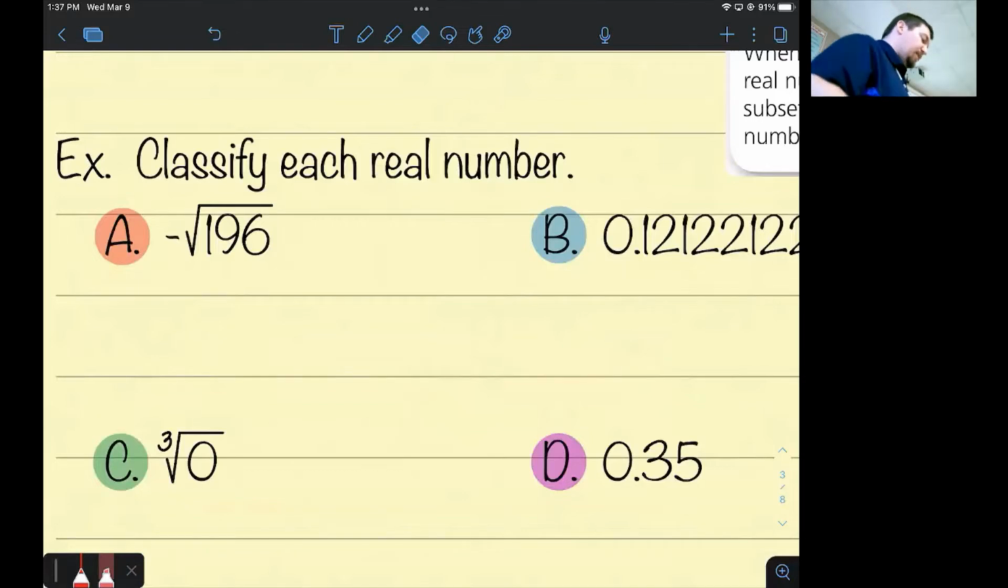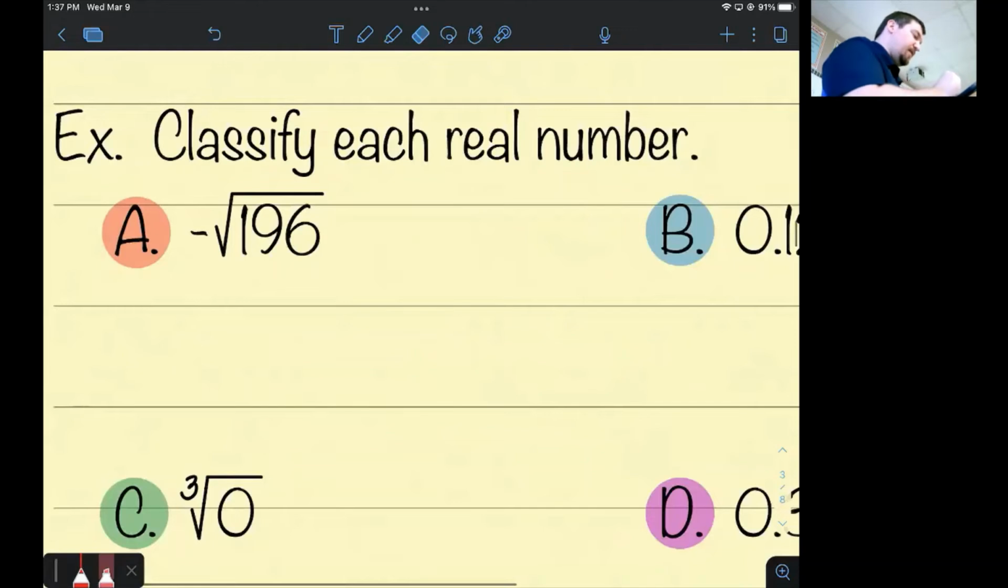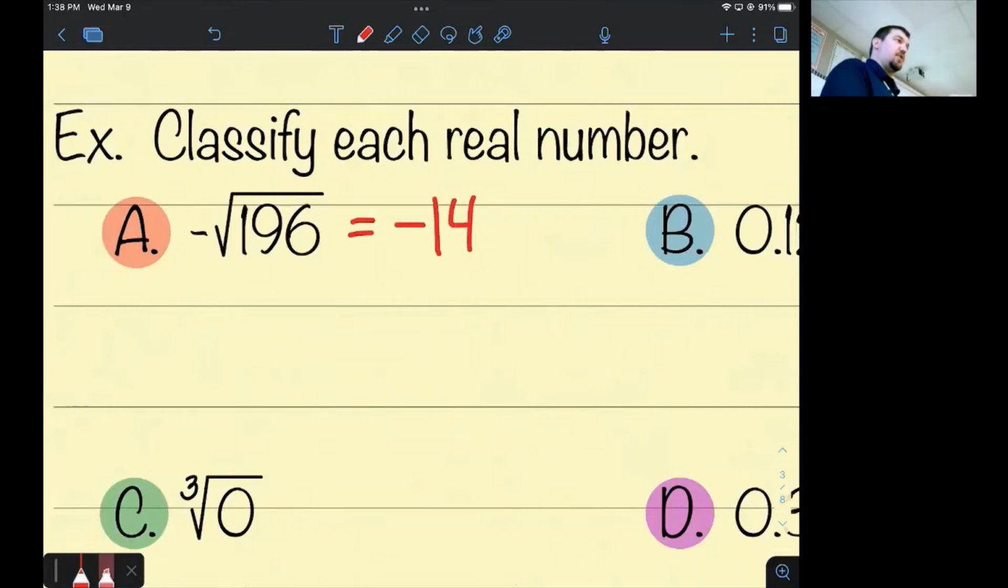Martin, I know you know your perfect squares. What's the square root of 196? 14. So this is negative 14. You can just put equals negative 14 so we can have justification as to why we're going to classify it the way that we are. Would you say that negative 14 is rational or irrational?